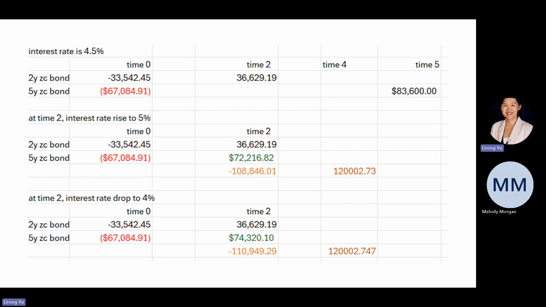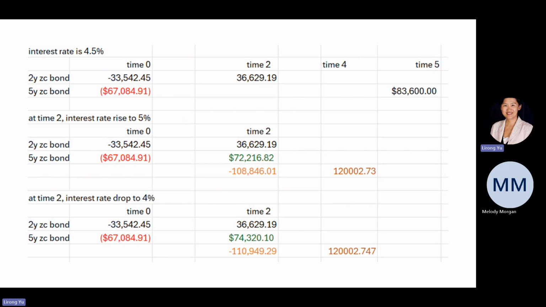The other scenario is, what if the interest rate dropped to 4%? If that's the case, then at time 2, your cash flow from the 5-year zero coupon amount will be a little bit higher because the interest rate is lower. And then in that case, your combined cash flow is more, but then you have to let it grow based on the lower interest rate. In that case, eventually the combined effect still covered the 120,000 liability. So this is a graph that illustrates that whichever scenario we're in, we're covered, we're immunized against the risks of small interest rate changes. Okay, any question?